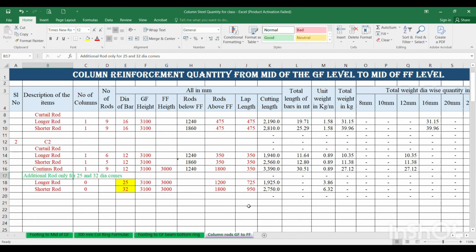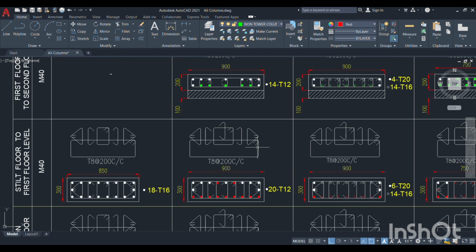Then additional rods, if any additional rods are there in this column. There are no additional rods, because we have to take the additional rods only when the dia of the additional rod is more than 25 mm. So when it is more than 25 mm, only then do we need to add this additional rod at the ground floor level, before ground floor column concreting. So here there are no 25 dia rods coming.